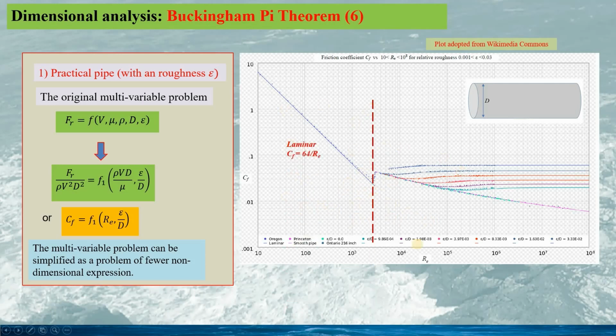So we can see when the Reynolds number is small, the flow is laminar, so the friction coefficient is given as this. And when the Reynolds number is very large, the flow is fully turbulent. The fluid friction coefficient would be constant, see here. From this plot, we can find out what is the CF, and based on this expression, we can calculate the fluid friction FR easily.